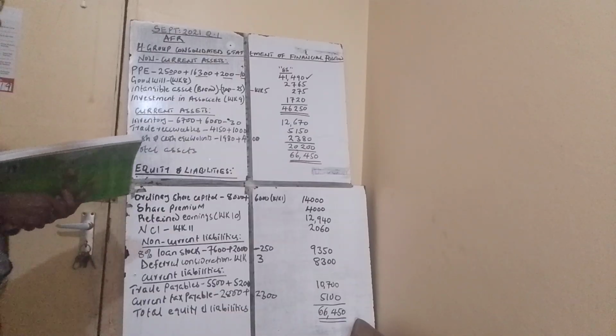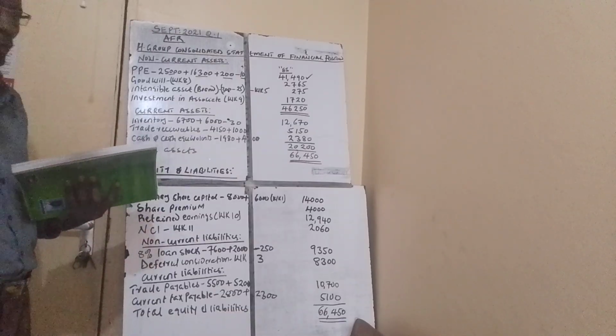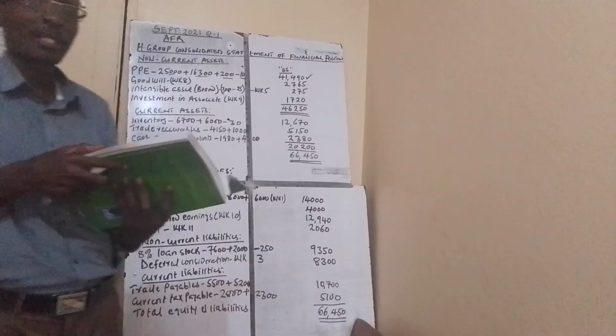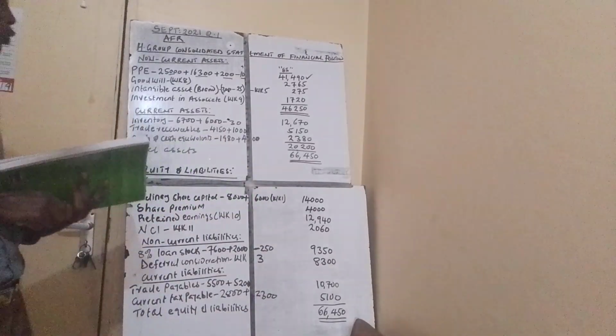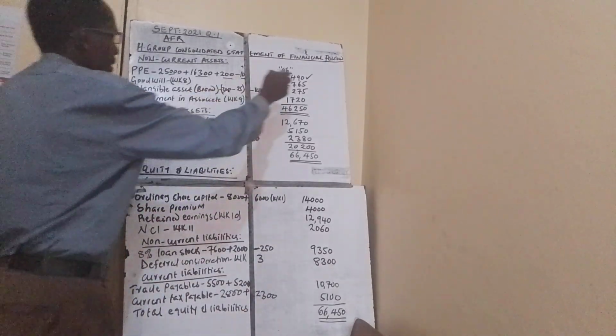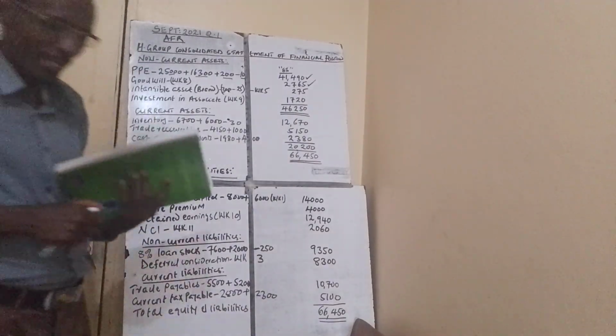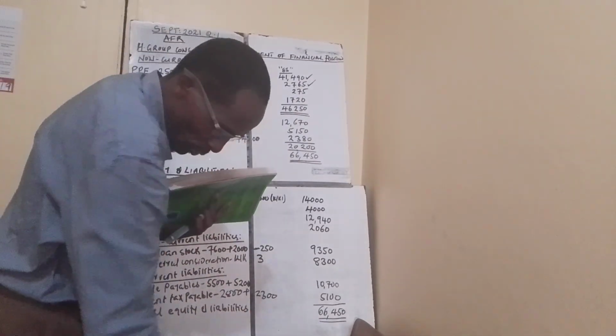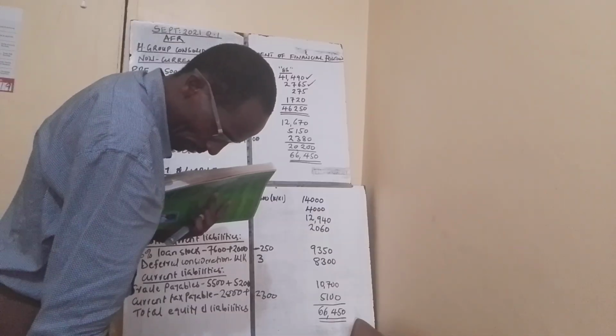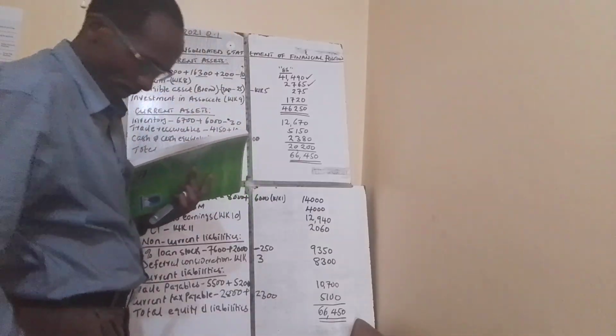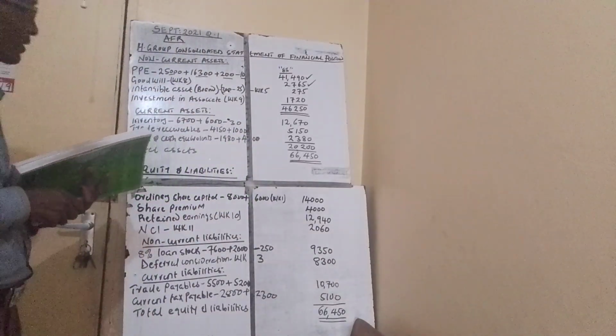For 19. Then goodwill, we have calculated goodwill. When we acquired the subsidiary S Limited, there was a goodwill of 2765. That is working number 8. We show that one as working number 8. Refer to working number 8. We got goodwill of 2765.